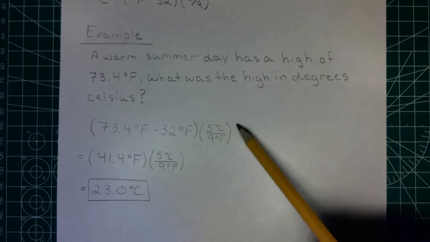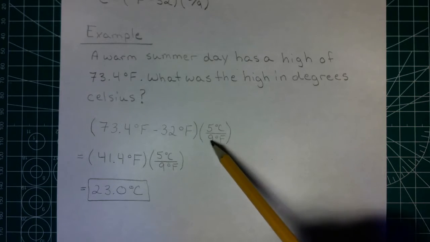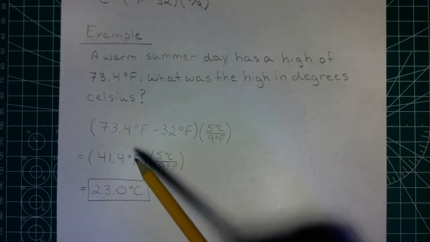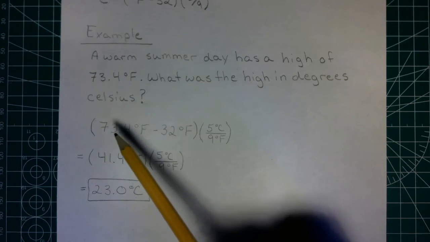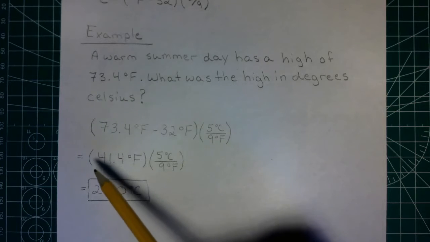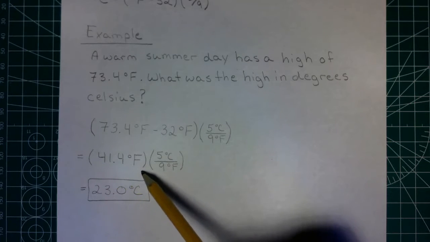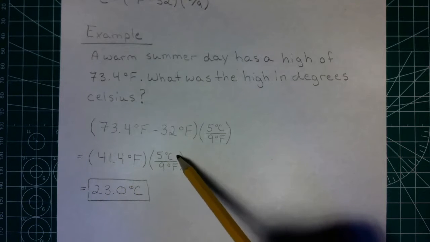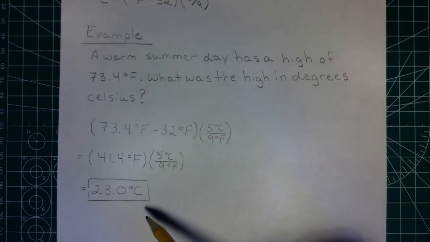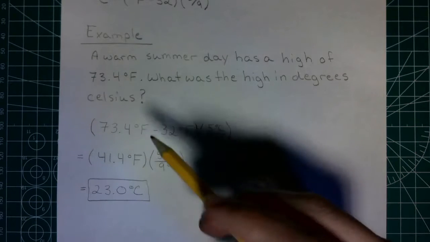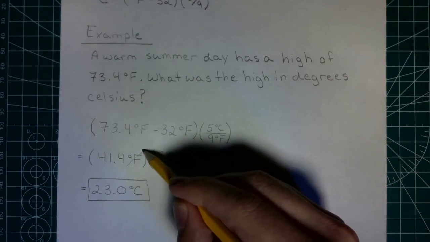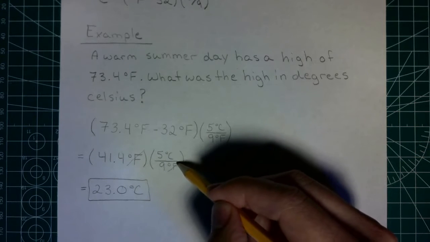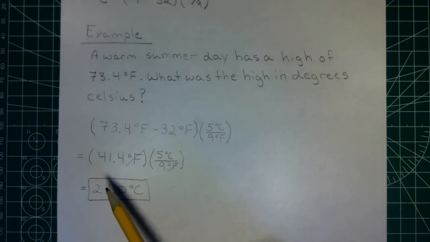And then we'll multiply by our conversion factor, where we have 5 degrees Celsius for every 9 degrees Fahrenheit. If I do this math first inside the parentheses, I get 41.4 degrees Fahrenheit. I then do the conversion where I multiply by 5 degrees Celsius, divide by 9 degrees Fahrenheit. Again, I am canceling these Fahrenheit units, and I see that 73.4 degrees Fahrenheit is equal to 23.0 degrees Celsius.